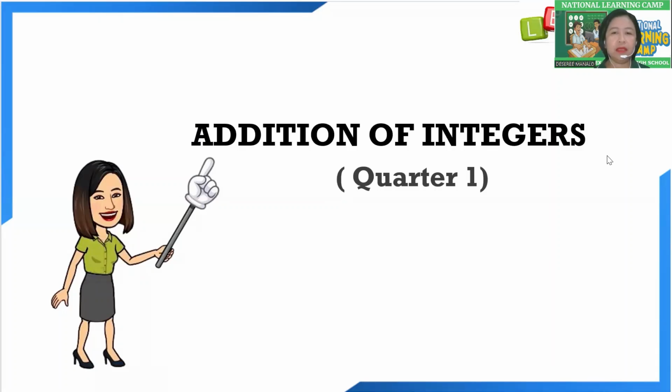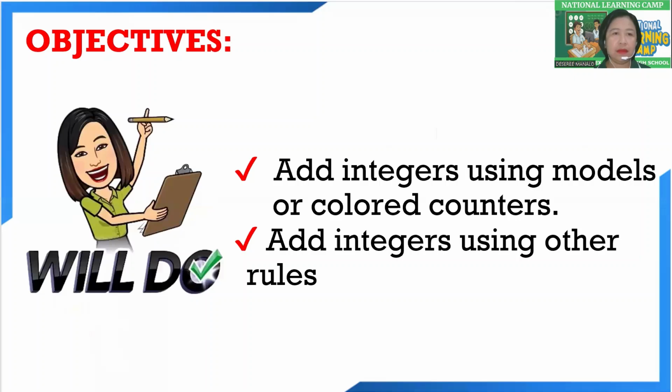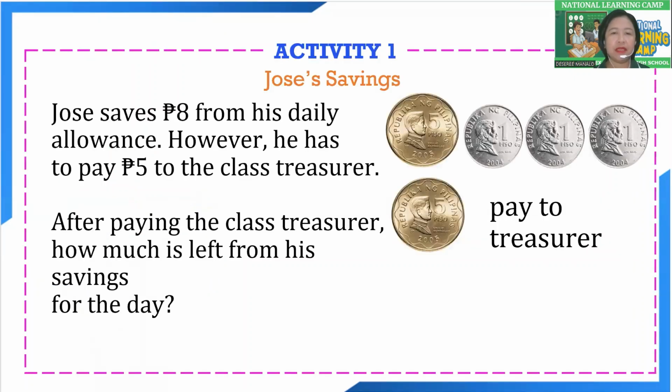Topic is all about addition of integers. This lesson is for quarter one. Objectives: add integers using models or colored counters, and add integers using other rules. Start from this activity 1.